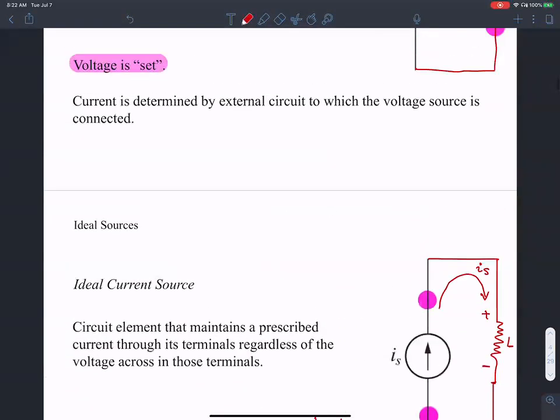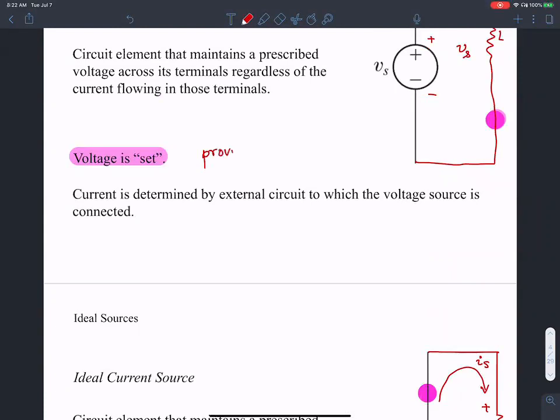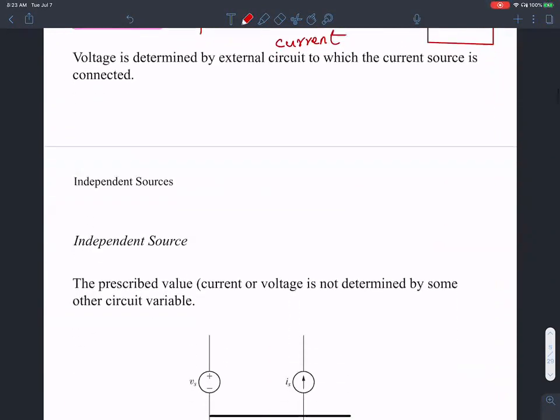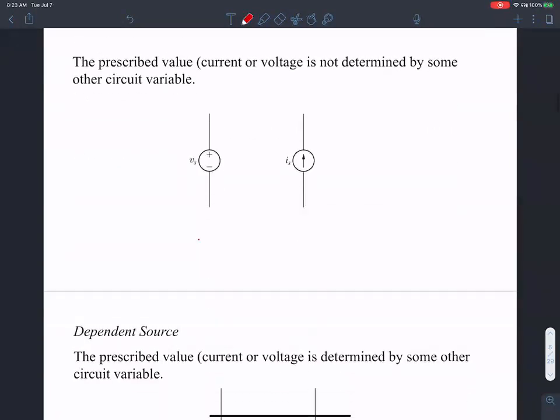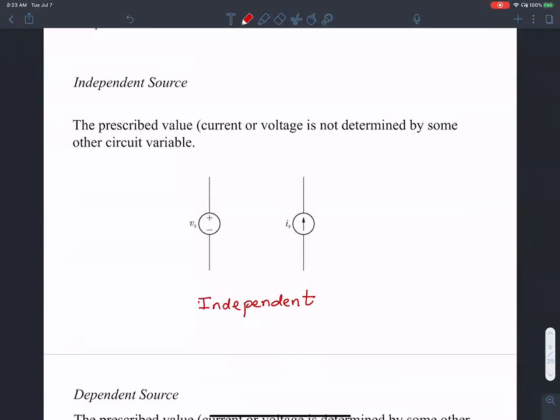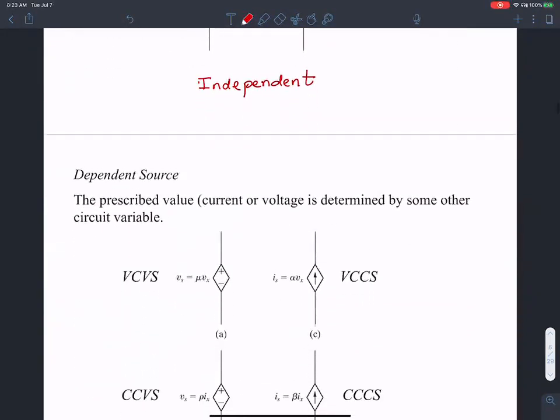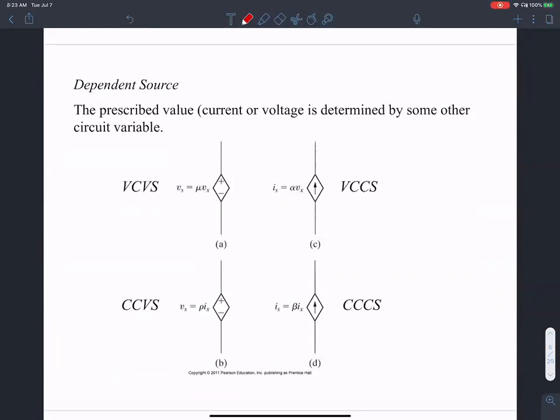Okay, let me go back and do the same thing for a voltage source. It provides constant voltage across its terminals. All right, so these are independent sources. They're independent of any other circuit variable. But there can be another kind of source, voltage source, called dependent sources.